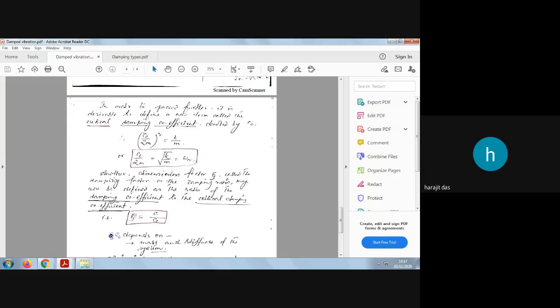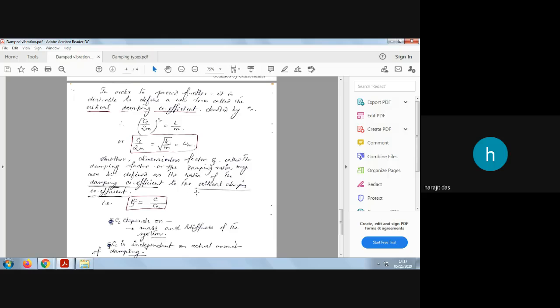Understood? Now this cc by 2m will be equal to what? Under root k by m. And as I have told you, under root k by m is the natural frequency of this system. Now we will define another dimensionless factor, zeta. This zeta looks like this; you can introduce a small head, but it will be a small epsilon with one tail. This dimensionless factor zeta is called the damping factor or the damping ratio. It may be defined as the ratio of the damping coefficient to the critical damping coefficient. So zeta equals c upon cc.